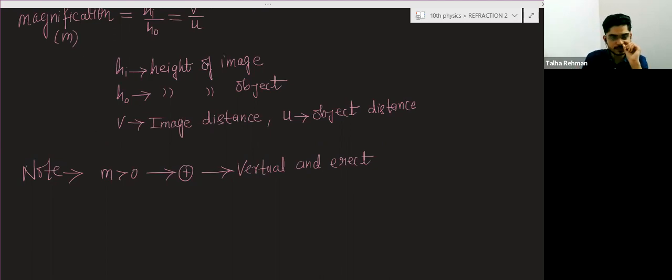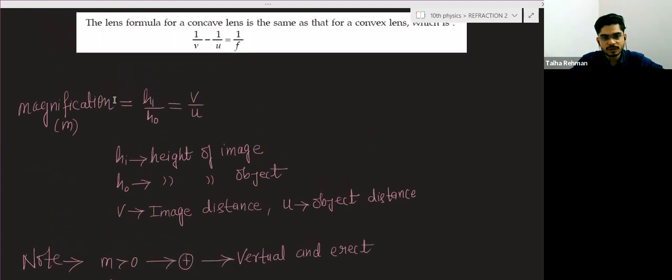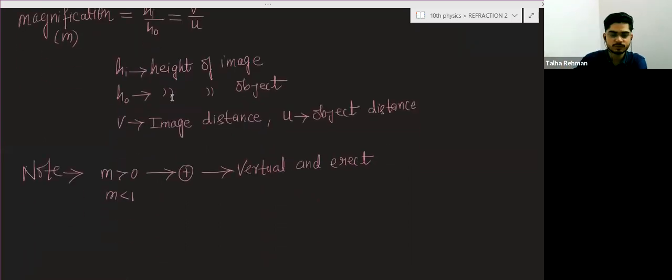And if your magnification is less than 1, what is the meaning of magnification less than 1? It means the ratio of height of image divided by height of object is less than 1. It means you can say the height of the object is greater than the height of the image. So you can say the image is diminished. And if your magnification is less than 0 or negative, then you can say your image will be real and inverted.